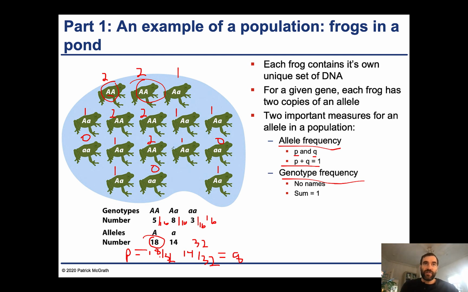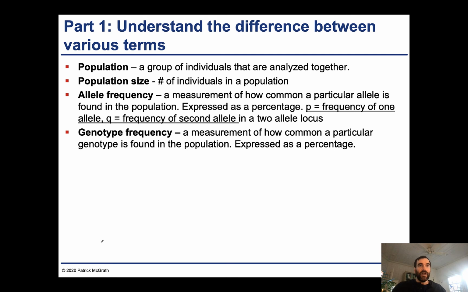So a lot of this chapter that we're going to cover is looking at allele frequencies, understanding how they change, and then understanding the relationship between the genotype frequencies and the allele frequencies. So just to have a slide that kind of goes over these important concepts. So population, you should understand what a population is, population size, and then make sure you understand what these allele frequency and genotype frequencies are.